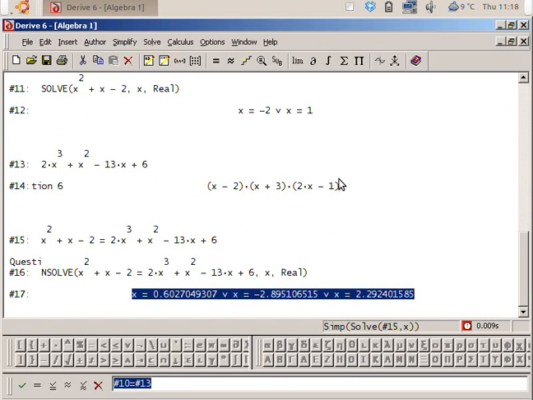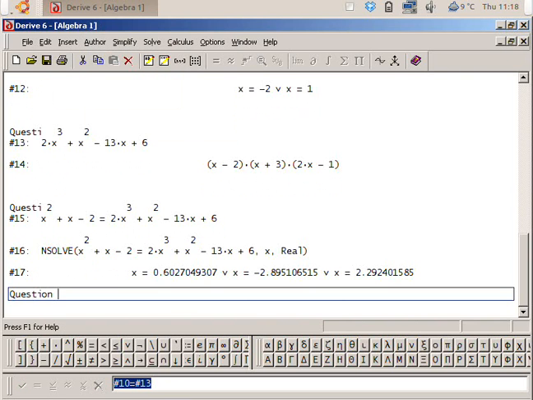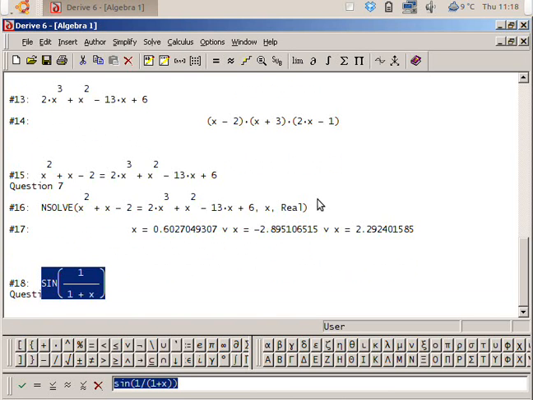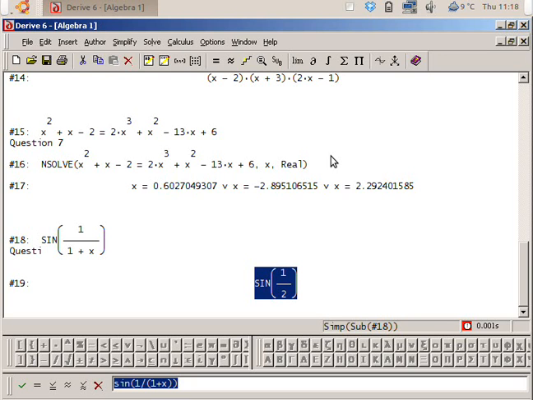So that was 6. Sorry, that was 7. Okay. Number 8 now. Sine 1 over 1 plus x. And I ask you to put x equal to 1. So sub x is 1, simplify, there's the answer.